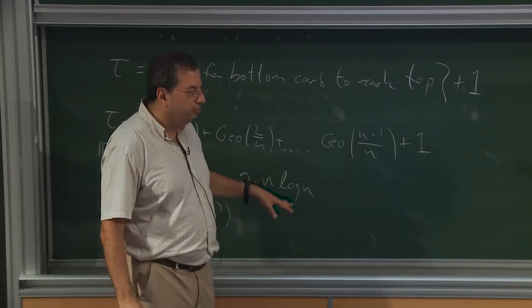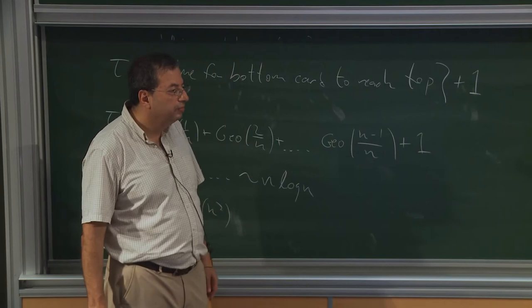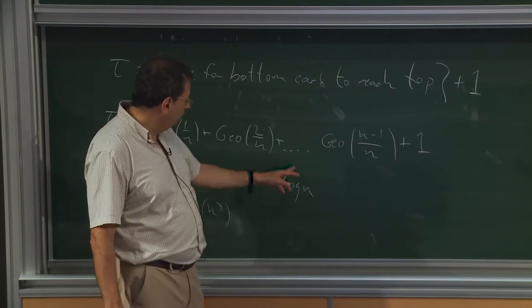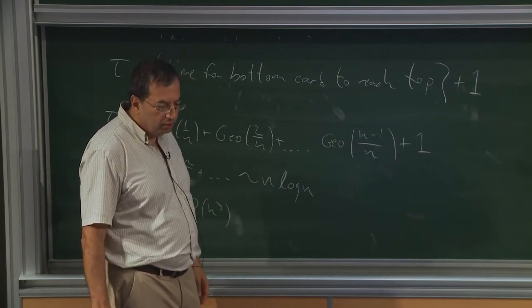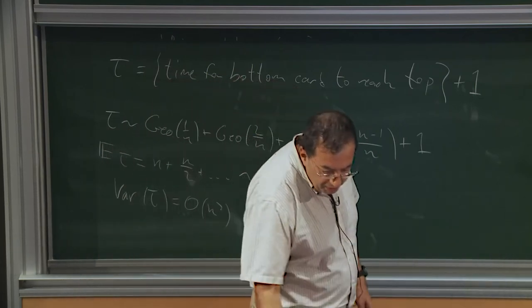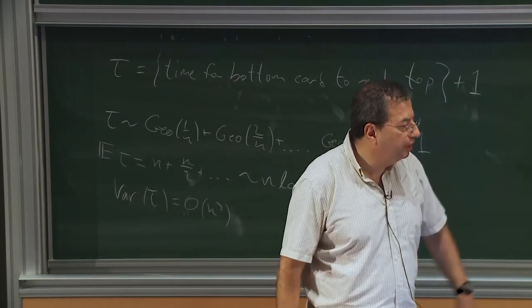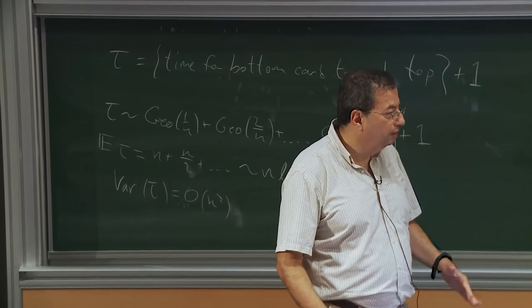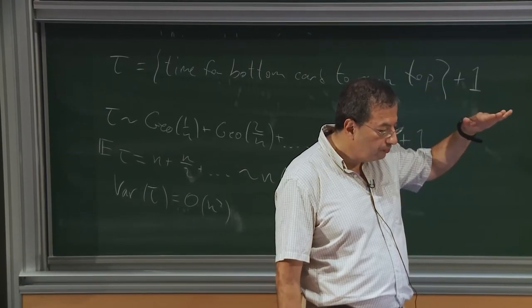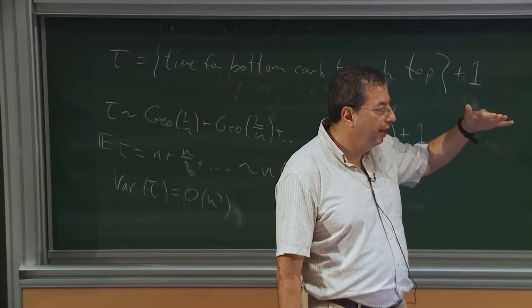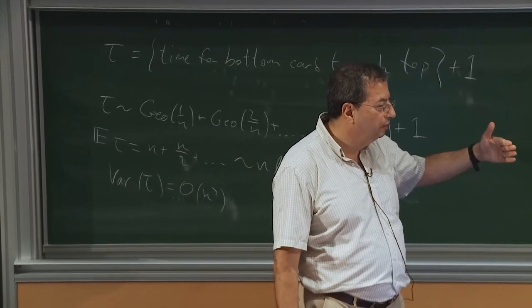So tau will vary by about n from n log n. So it's concentrated near n log n. This means that if I wait slightly more than n log n, with very high probability tau will have happened already, and hence we will have mixed.